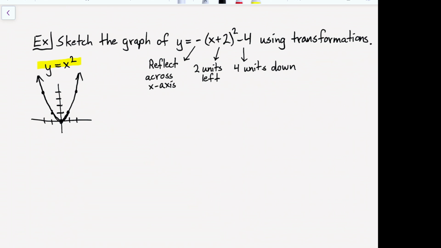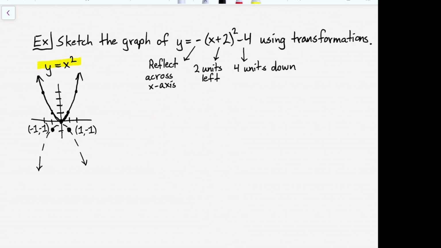First, let's imagine that vertical reflection. I'm showing here the graph of y equals x squared. That's our toolkit function. And first I'm going to take it and reflect it across the x-axis. So I want to identify a couple of points here. We have (1, negative 1), and we have (negative 1, negative 1).